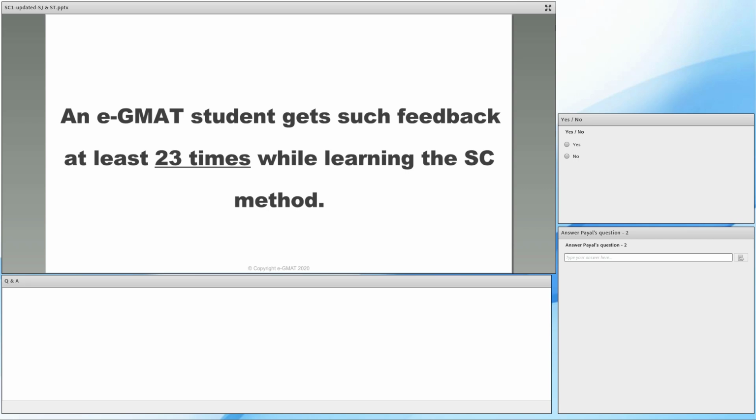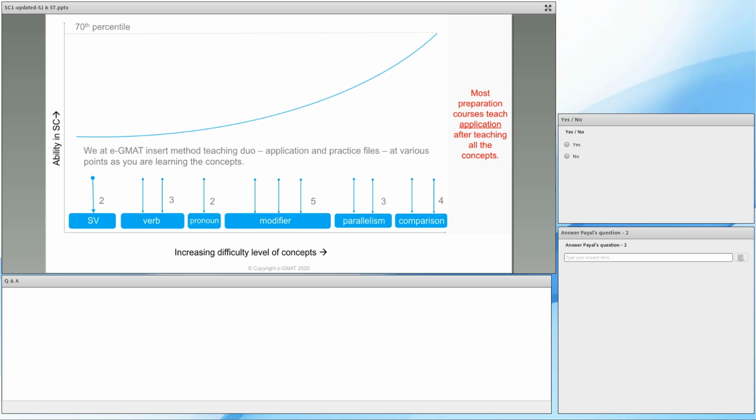Now, in e-GMAT, if you're an e-GMAT student, you get feedback at least 23 times, and I'm going to show you that. How do we do that? Once you do subject verb, we have quizzes, application quizzes, practice quizzes, and there are 2 feedback points. Then you move into a difficult topic, which is verb. We have 3 feedback points in that module.